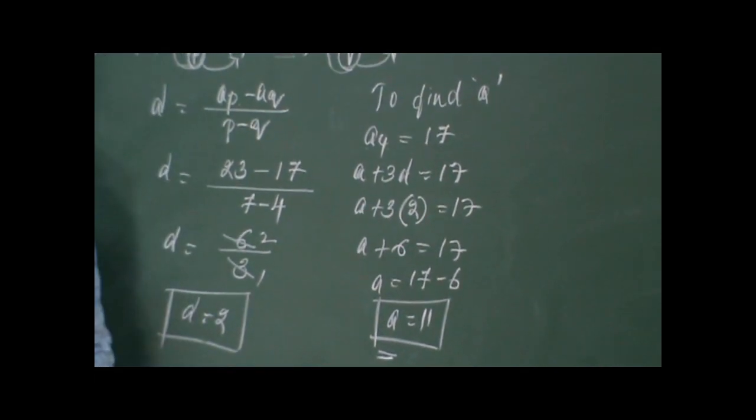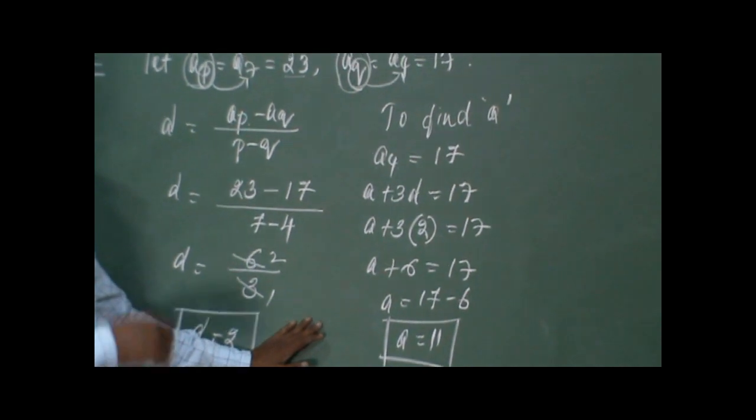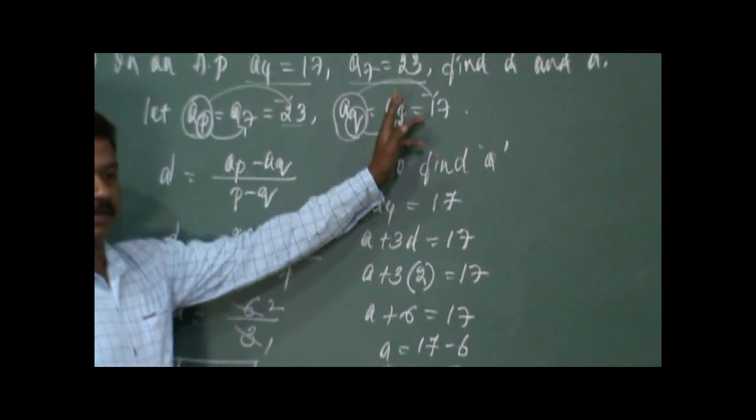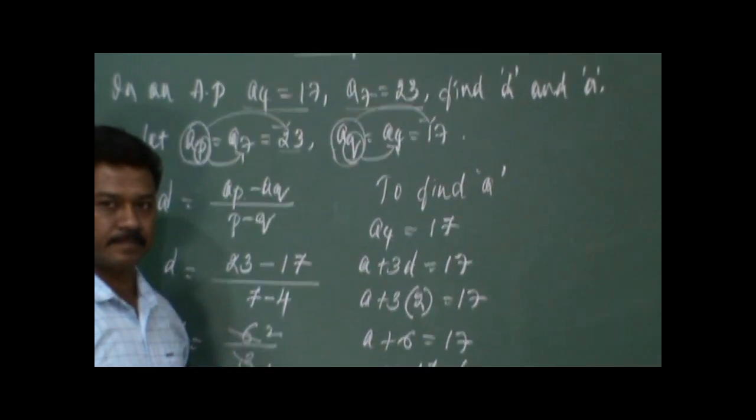So this is the method. It's a very simple method. You can adopt it and find the value of D when two different terms are given. You can easily use this formula to solve problems.